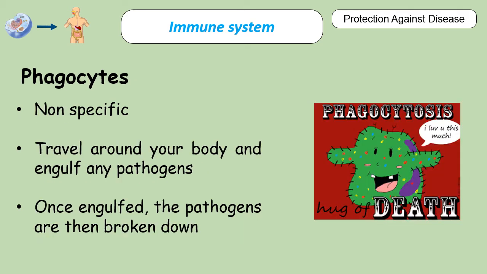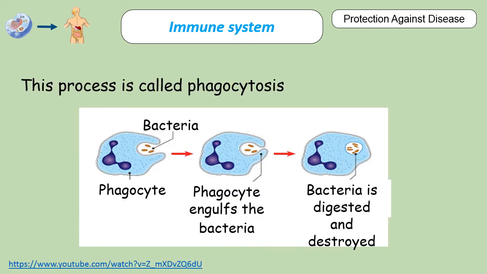Phagocytes are non-specific. So phagocytes travel around your body, and if they see a pathogen, they want to give it a great big hug. But the pathogens won't want that, because if a phagocyte gives them a hug, it actually goes through what's called phagocytosis. And once the phagocyte has wrapped itself around the pathogen, it basically breaks it down so that the pathogen is destroyed and it can't harm us anymore. And as I said, this process is called phagocytosis.